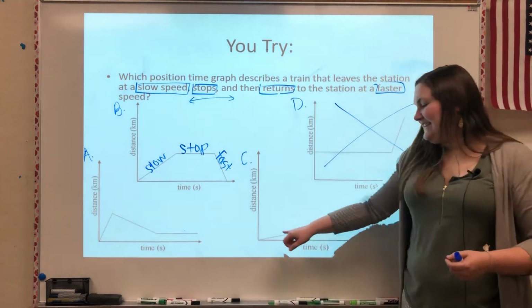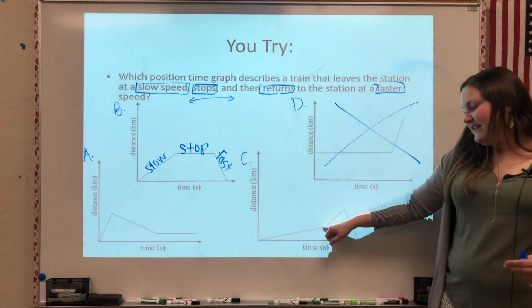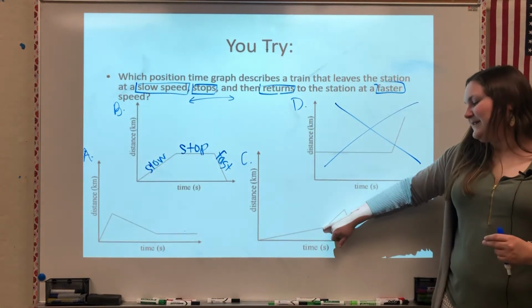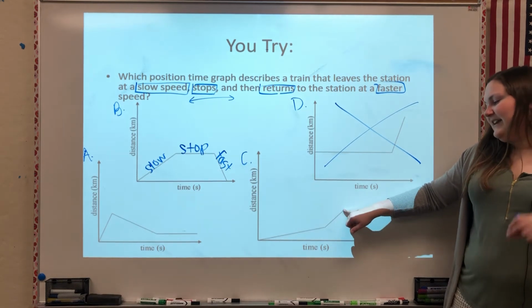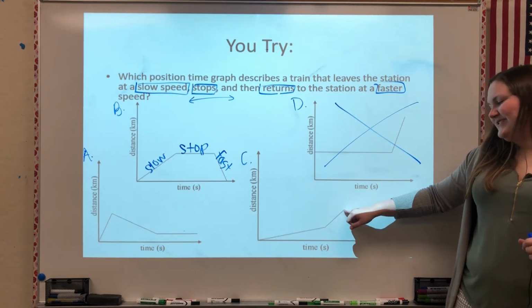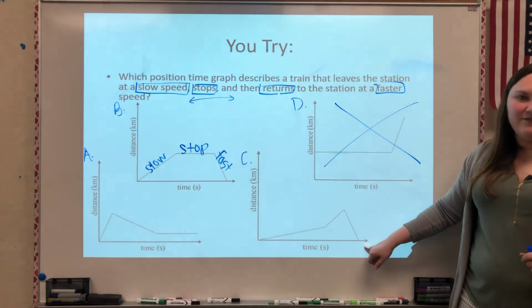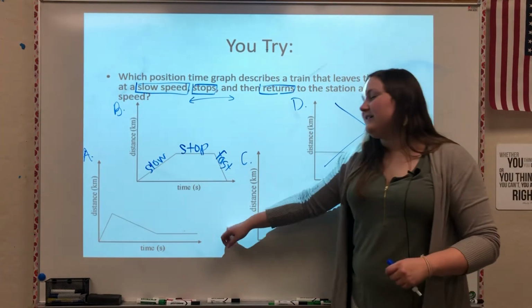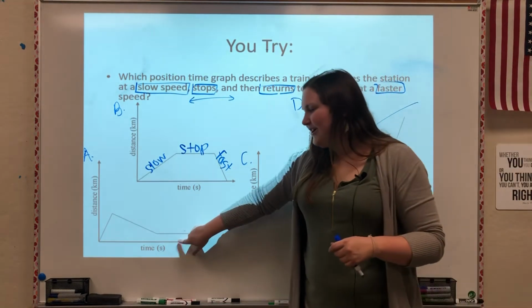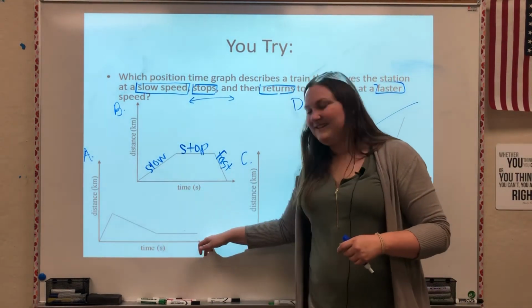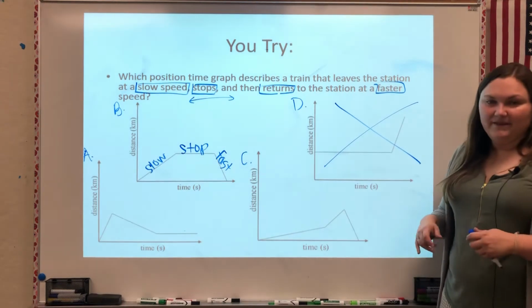This one here is leaving at a really slow speed. In that moment there, it changes speeds. It's still leaving, but it's leaving at a faster speed. And then right here in this moment, it changes directions, starts returning at a fast speed. So these 2 here are similar to what we want, but not quite in the right order, because here the stop is at the end. And this one here is never stopping.